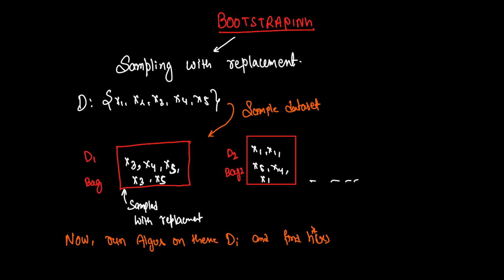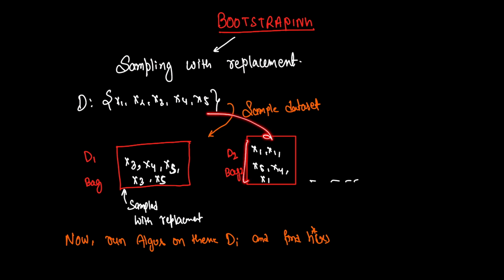Let's say we first pick x3, put it into the bag. Then x4, put it into the bag, then x5, put it into the bag. Let's say again we picked x3, so again put it in the bag. Again, let's say we got x5, put it in the bag. Now this bag is our D1 data set.